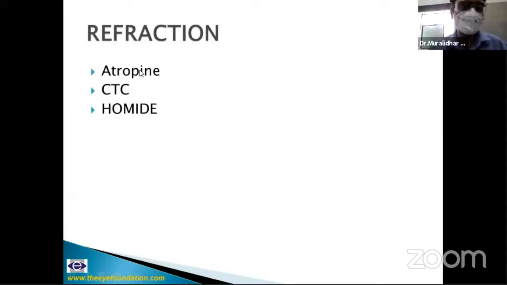So refraction: we use atropine refraction in children who are less than 5 years old. And for above 5 years, we use cyclopentolate and tropicamide. Homide is used whenever there is a history of seizures or in patients with neurological complaints.